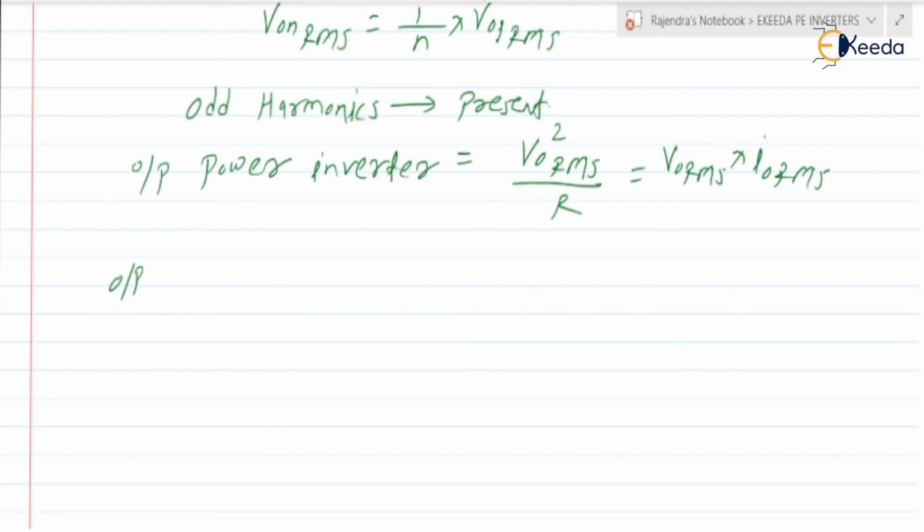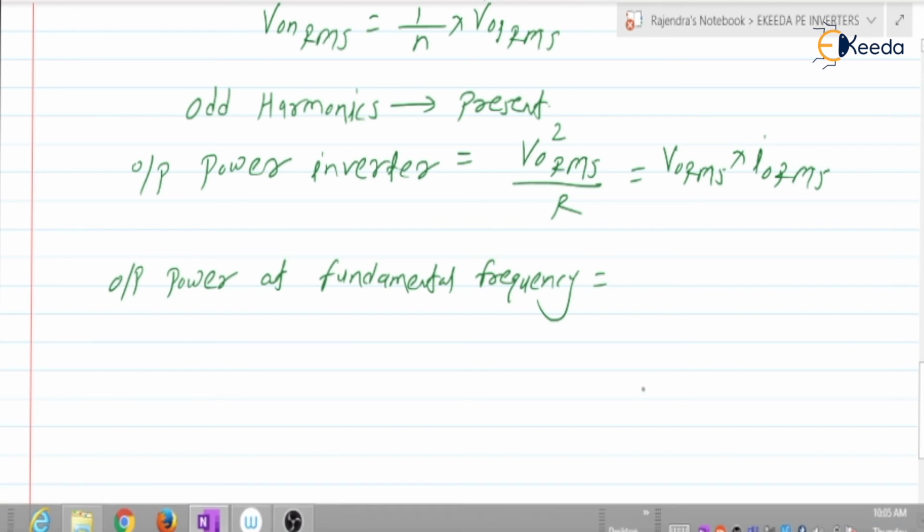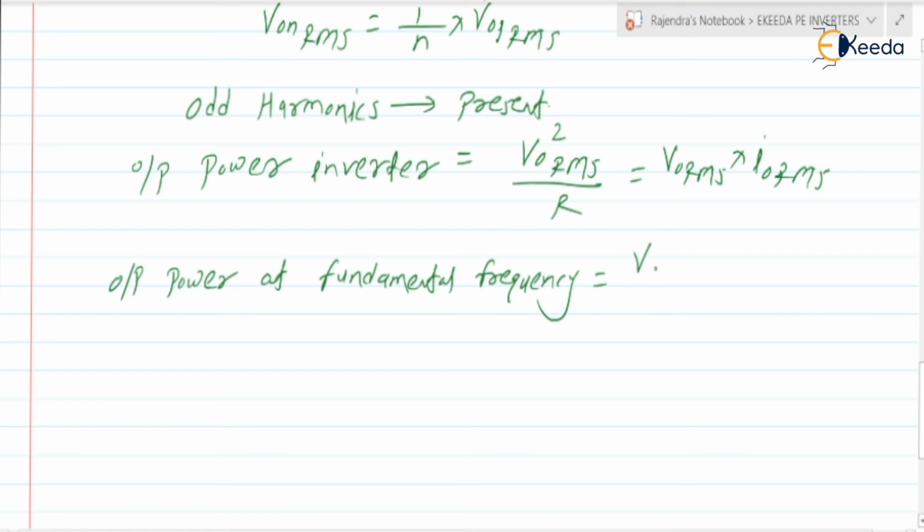Next, the output power at fundamental frequency. What is the output power at fundamental frequency? It is equal to V01 RMS square divided by R, or V01 RMS into I01 RMS. Is this clear? And it is represented with P01. This is the output power at fundamental frequency.